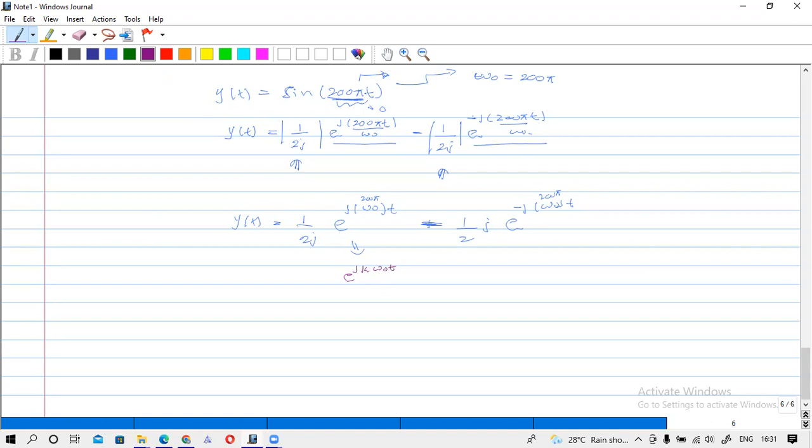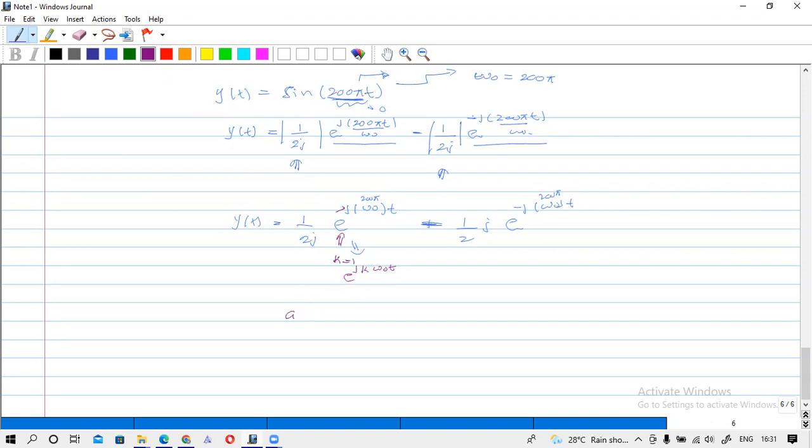Okay, so you have e^(jω₀t), where ω₀ is 2π. So the whole term is there. Here, what is the k for this term? The k should be 1. So for this term k should be 1.